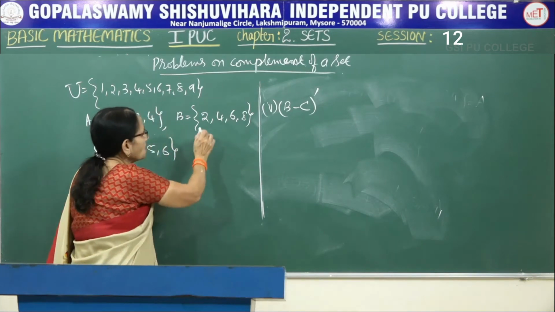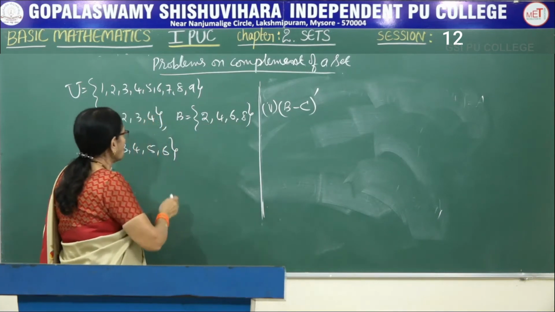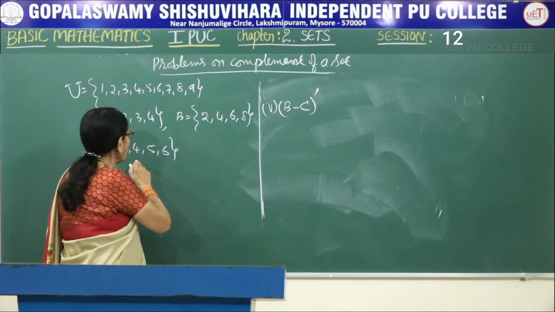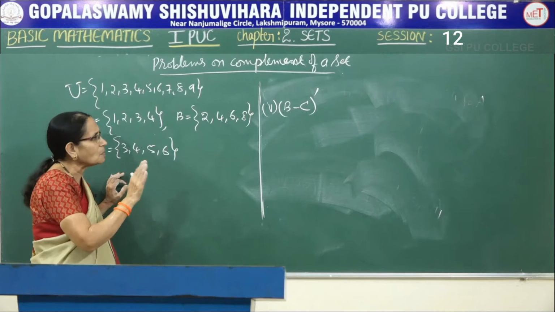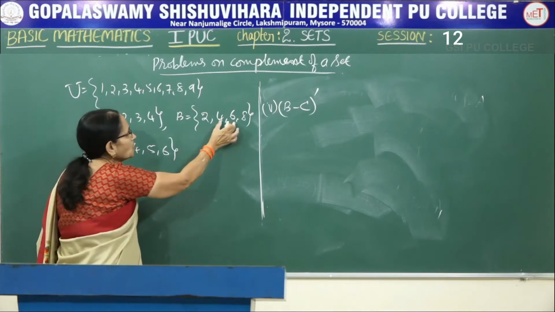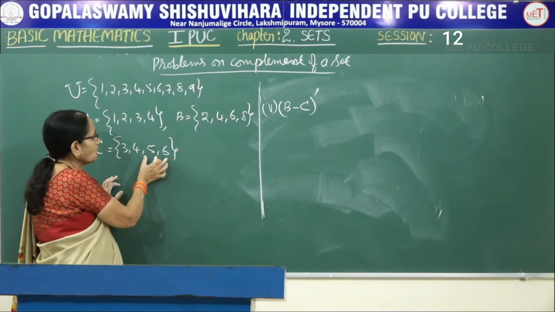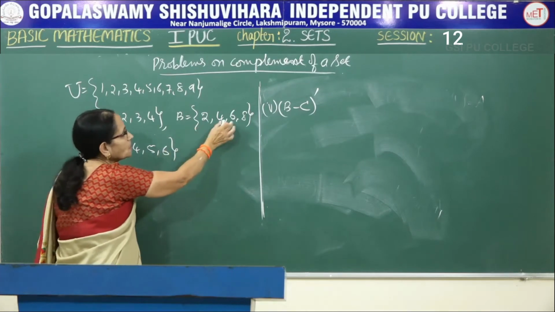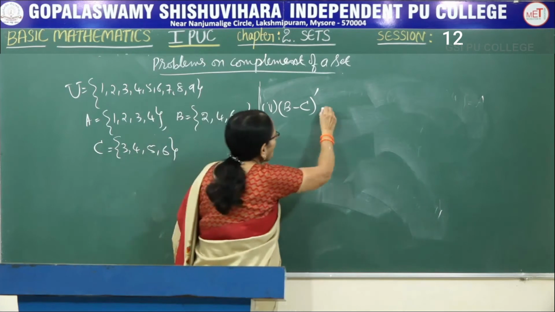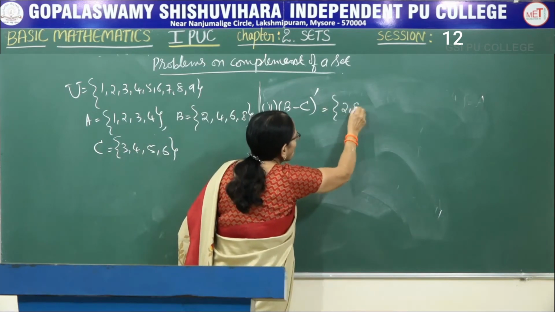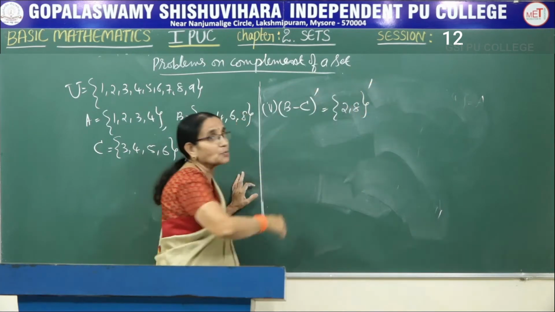B minus C means the elements which are present only in B but not in C. Now B is having the elements 2, 4, 6, 8 and C is having the elements 3, 4, 5, 6. Now when you take the difference, the common elements have to be omitted, 4 and 6. If you take out that one, what are the remaining elements? It is only 2 and 8. So we are having 2, 8, the dash of this one.